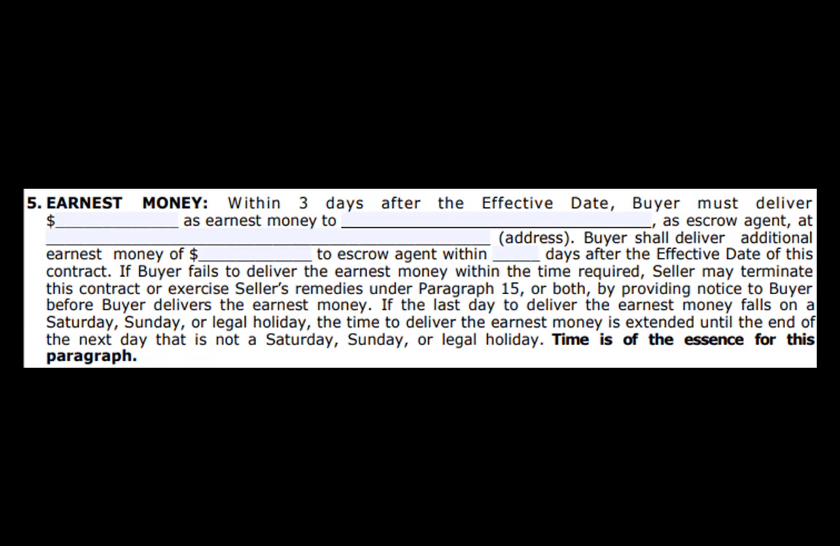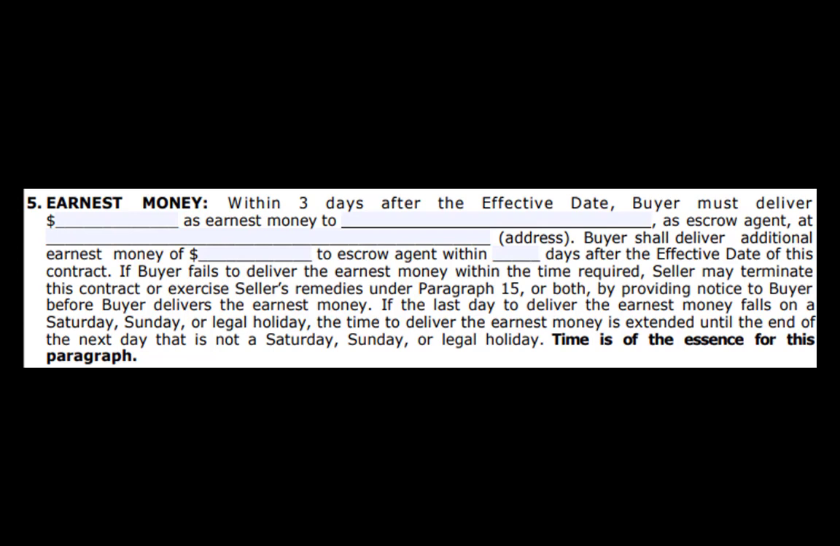But this timeline gets thrown out of whack if the third day ends up being on a weekend or a holiday. If you skip to the middle of this paragraph, you see the word if at the beginning of the sentence. It says, if the last day to deliver the earnest money falls on a Saturday, Sunday, or legal holiday, the time to deliver the earnest money is extended until the next day that is not a Saturday, Sunday, or legal holiday. So let's say the contract was executed on a Friday, then you would count Saturday, Sunday, and Monday. So Monday would be the day that the earnest money is due. Unless Monday is a holiday, then it's going to be due the next business day.